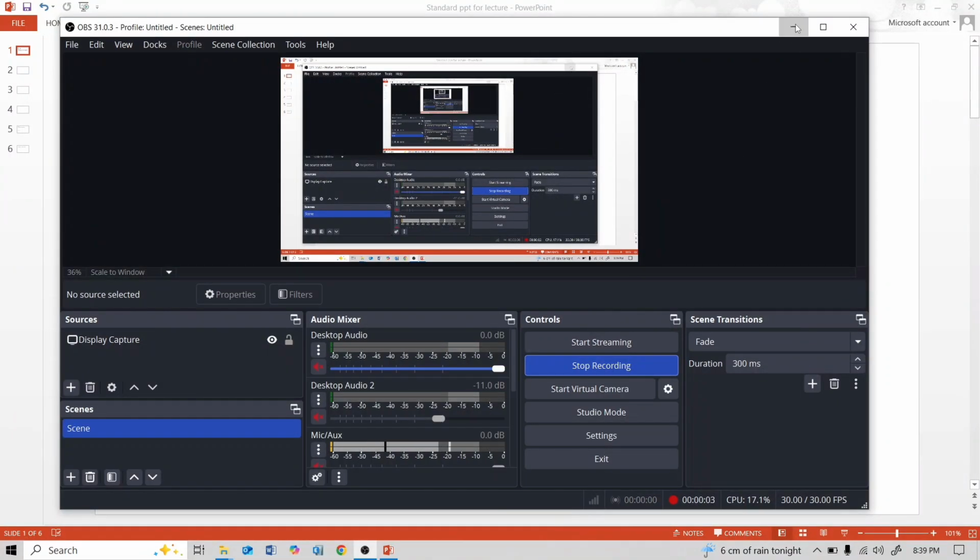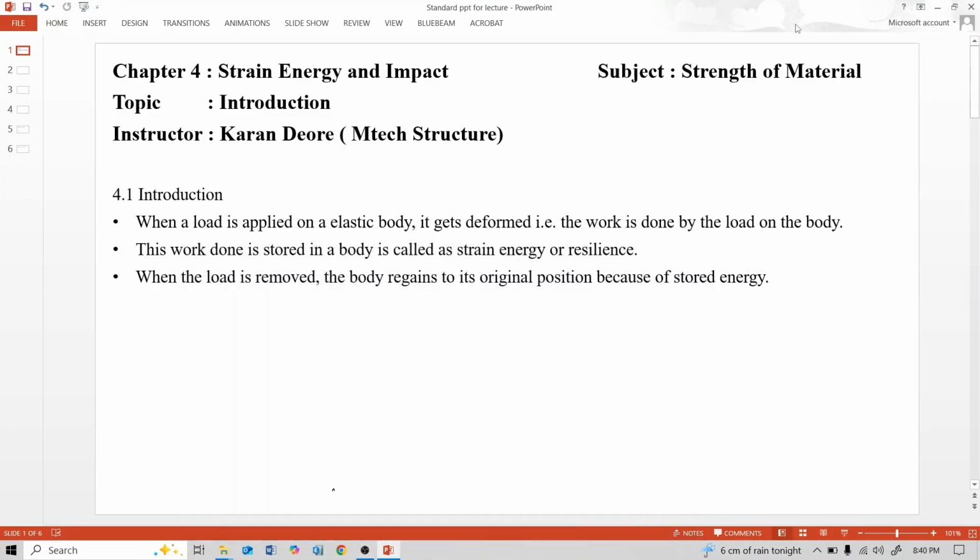Today, in this video lecture, we will see chapter 4 of Strength of Material subject, and chapter 4 is Strain Energy and Impact. First, we will see the introduction of this chapter, and we will see strain energy in a member subjected to axial force. Then we will see resilience, proof resilience, modulus of resilience and modulus of toughness in this video lecture. So first, start with our introduction.